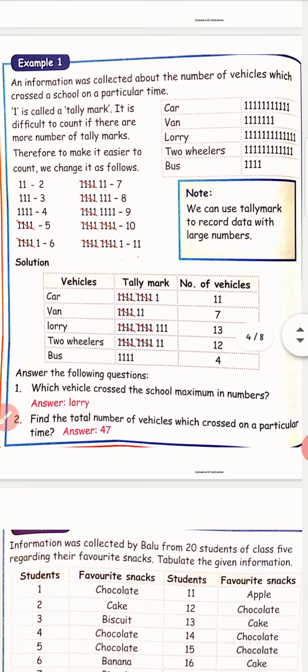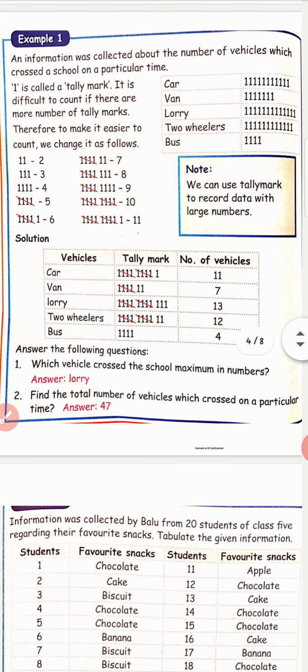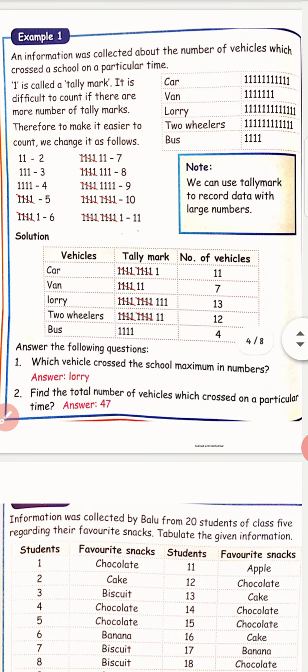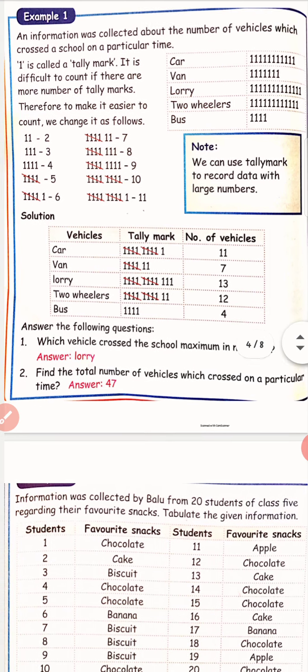Information was collected about the number of vehicles which crossed a school at a particular time. So how do we draw the tally mark? A tally mark means we use one stroke. So one stroke is called a tally mark. It is difficult to count if there are many tally marks. Therefore, to make it easier to count, we change it as follows.